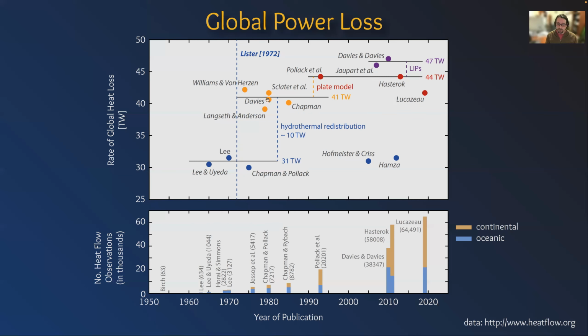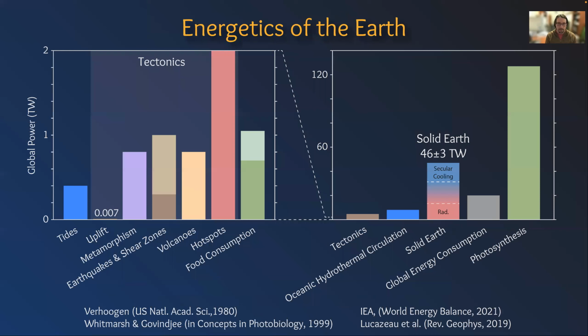Then people started using plate models to estimate the heat flow through the oceans, which brought the heat flow up to about 41 terawatts. More recent plate models have brought it up to maybe about 44. And then the addition of large igneous provinces, which are not well sampled by heat flow, brings that value up to about 47 terawatts in the more modern estimates today.